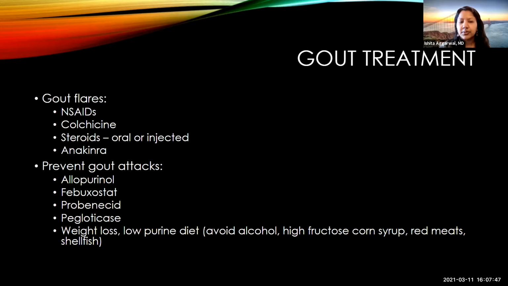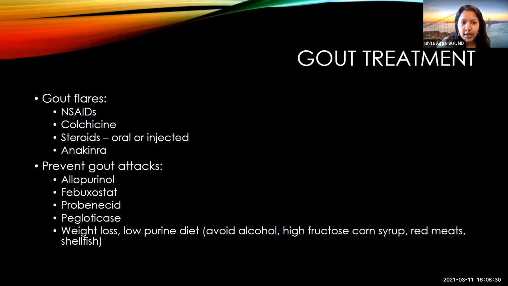Treatment for gout. There's treatment for both the acute attack as well as preventive treatments. When there's an acute attack, you may use something like an NSAID, such as indomethacin. We may use colchicine. We may use steroids that are oral or injected directly into the joint. And in rare cases, use anakinra, which is a type of biologic. In order to prevent gout attacks, we typically start patients on allopurinol, and there are certain indications for why we may start somebody on preventive gout treatment.